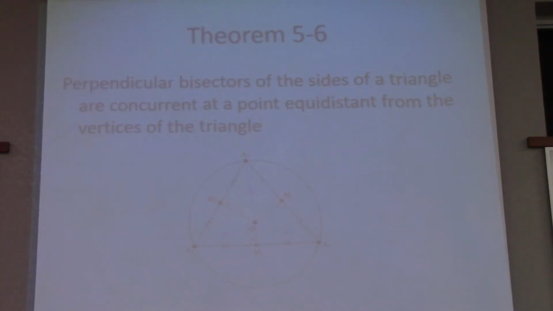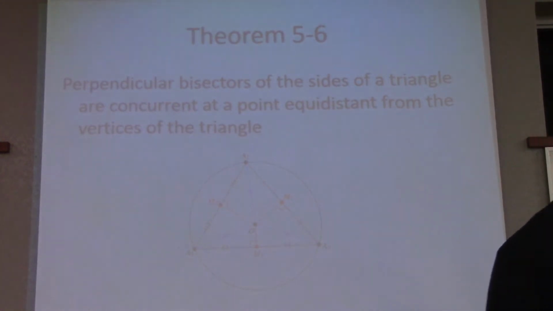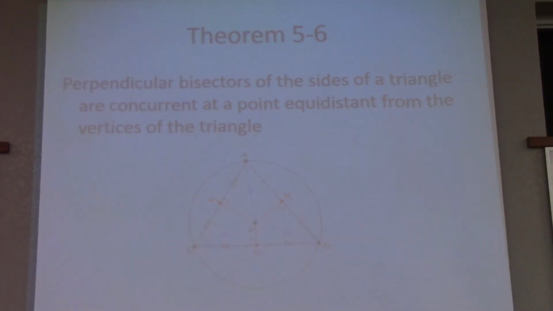So here we go. Here's what we call the perpendicular bisectors of the sides. So if you look at these lines right here, those are the bisectors of our triangle, and I'll zoom in just a little bit so you can see. There we go. So if you look at it, a couple things we can look at.